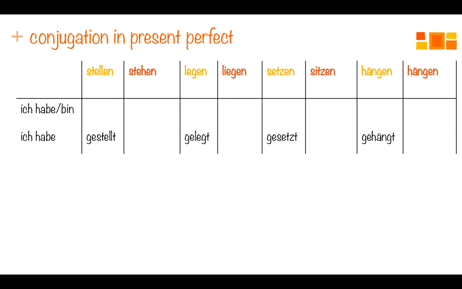For the verbs of position, you can either use haben or sein. In the north of Germany, you use haben more frequently, and in the south, you use sein. Okay, so ich habe oder ich bin gestanden, gelegen, gesessen und gehangen, nicht gehängt. So, two different verbs. Okay, now that's what you need to learn.